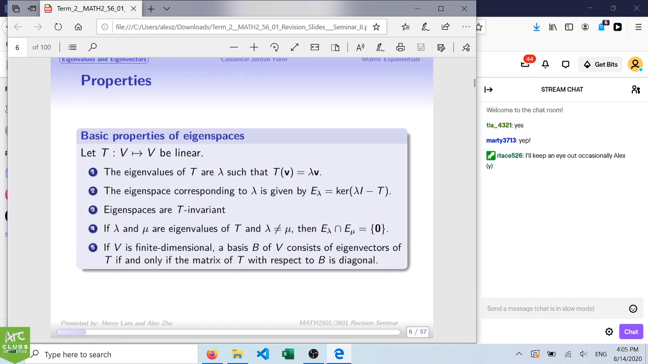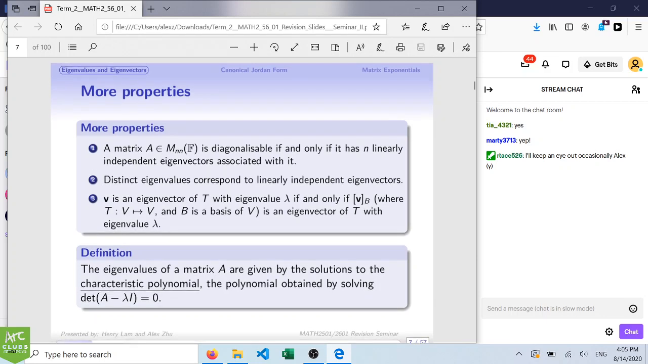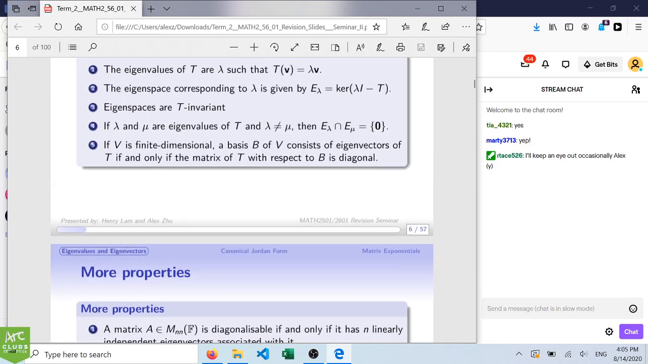And part 4: if λ and μ are eigenvalues of T and they're distinct, then their eigenvectors are going to be mutually exclusive, so different eigenvalues do not share the same eigenvectors. And part 5 is pretty much a change of basis definition. We'll elaborate with more examples, but essentially these are the properties of eigenspaces. So let's bring on part 5.